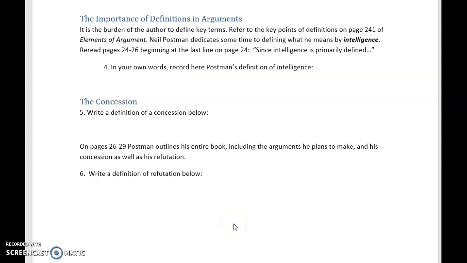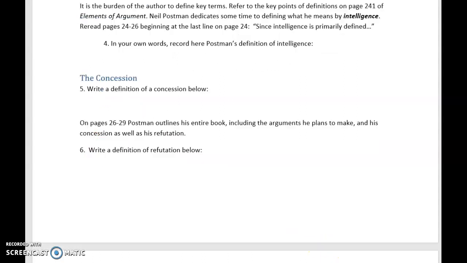There are some key definitions to argument that I want you to figure out or define. So when you look at number 5 and number 6, I want you to find the definition of concession and refutation. But I do not want you to use the dictionary and just pick the first definition, because we need to find the definition as it relates to argument. So perhaps use the Purdue OWL or our textbook. And then we're looking at pages 26 through 29 of chapter 2.